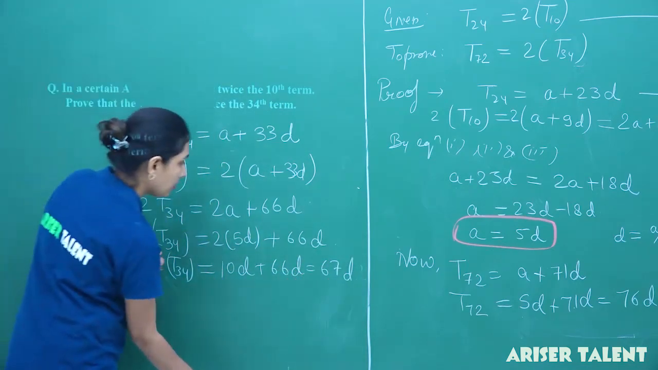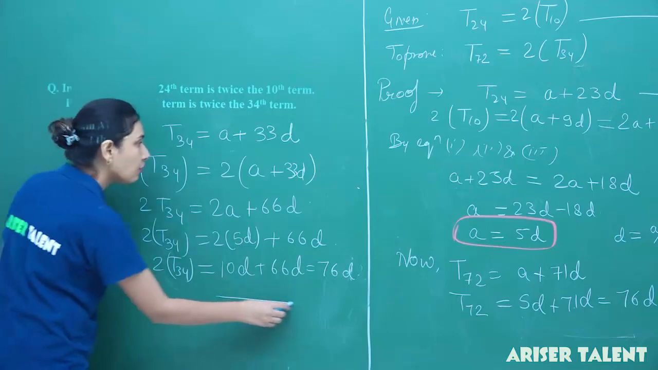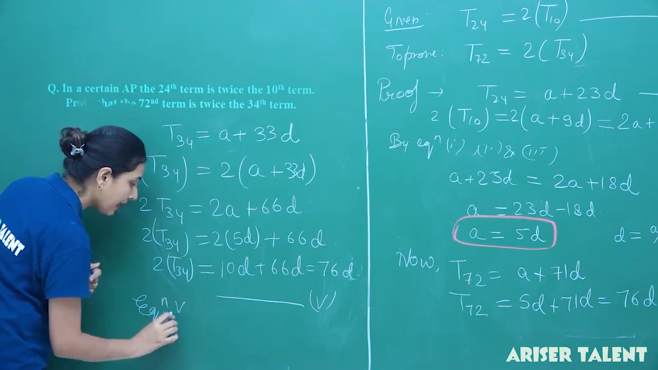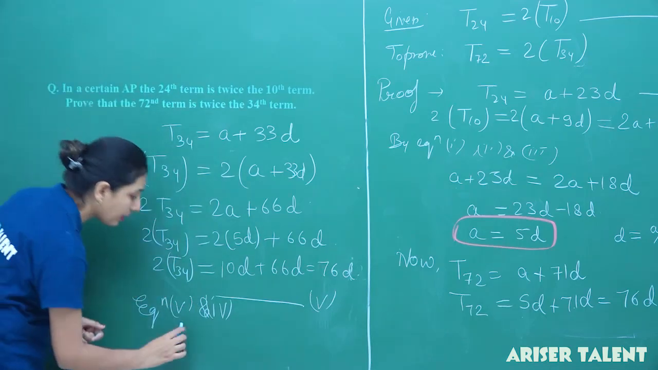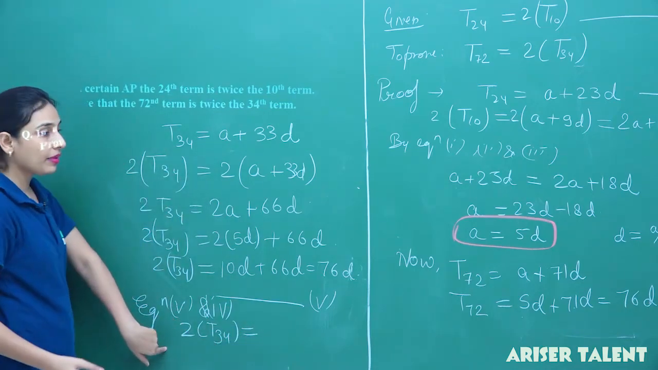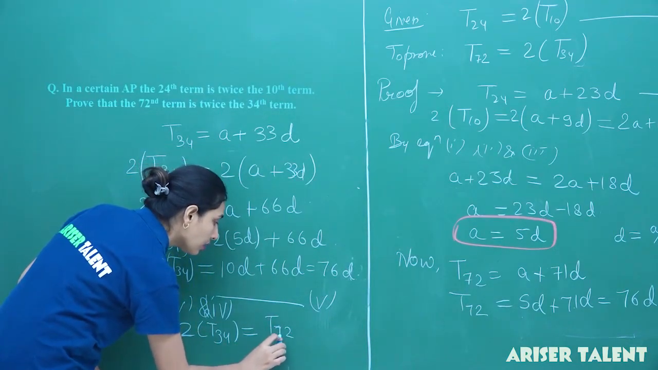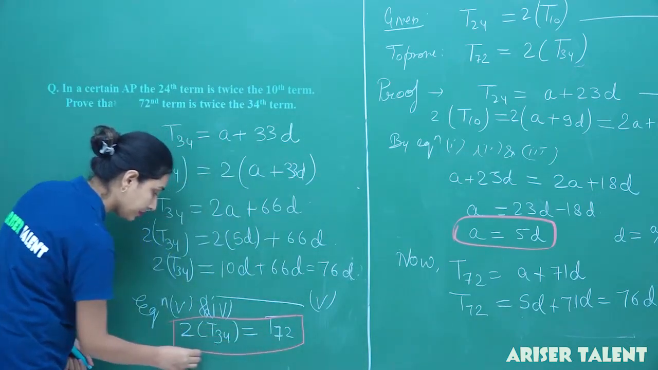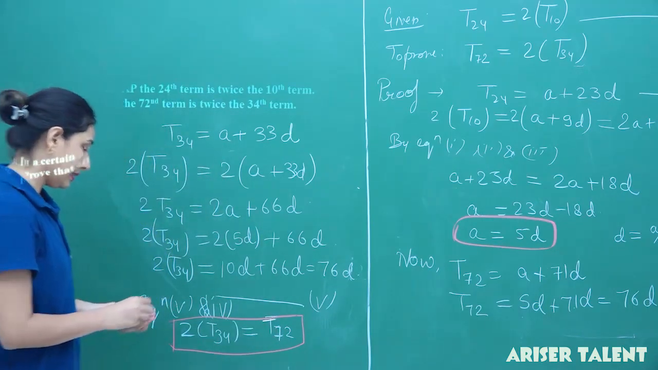Now this is the fourth one, and this is equation fifth one. Now equation 5 and 4. When I compare them, what I find is that T34 multiplied by 2 is equals to T72. Okay, students. So here it is proved or not? Say yes or no. So hence proved.